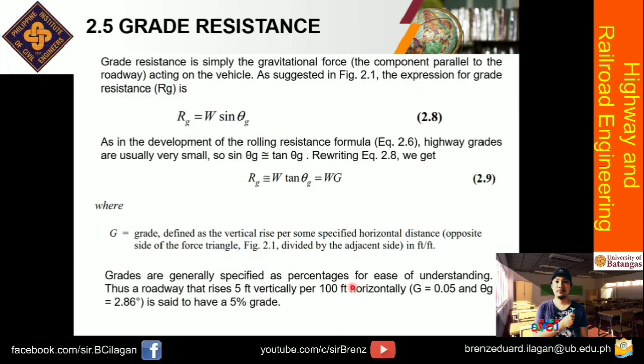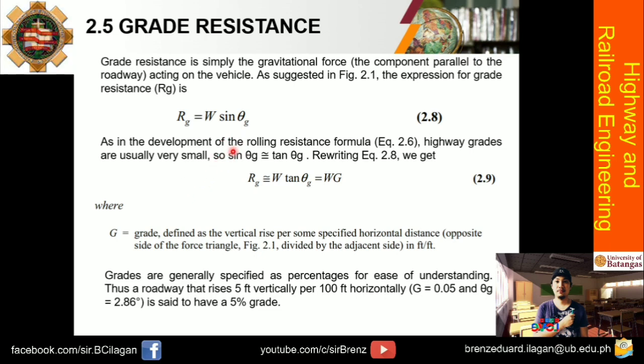So this time, we will now discuss the grade resistance. The grade resistance is simply the gravitational force, or the component parallel to the roadway acting on the vehicle. So as suggested in our figure 2.1, the expression for grade resistance is given by R sub G equals W sine of theta G.